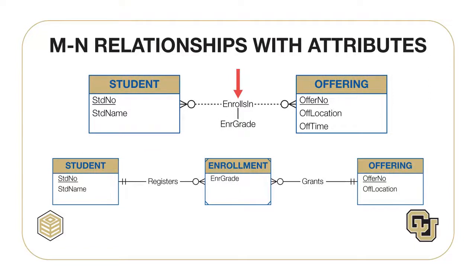As an example of the many-to-many relationship equivalency rule, the enrolls in relationship is replaced by two identifying relationships, registers and grants, and an associative entity type, enrollment. The relationship name enrolls in has been changed to a noun, enrollment, to follow the convention for nouns for entity type names.